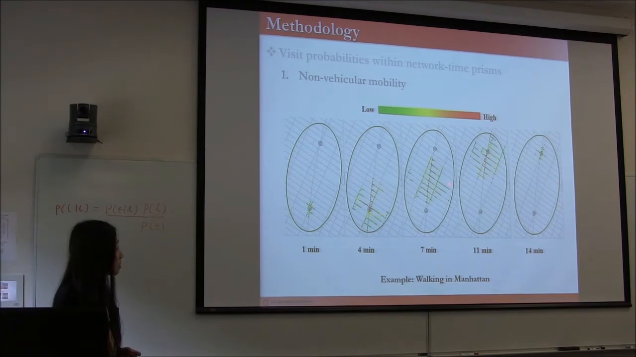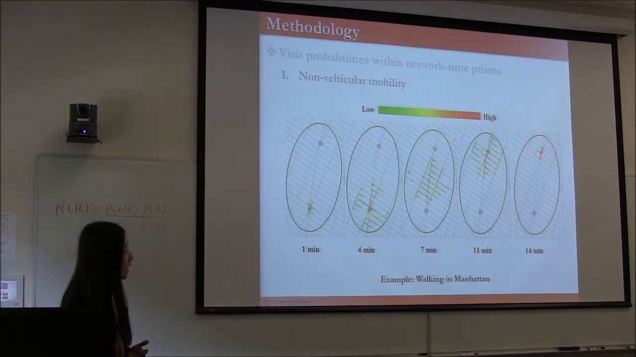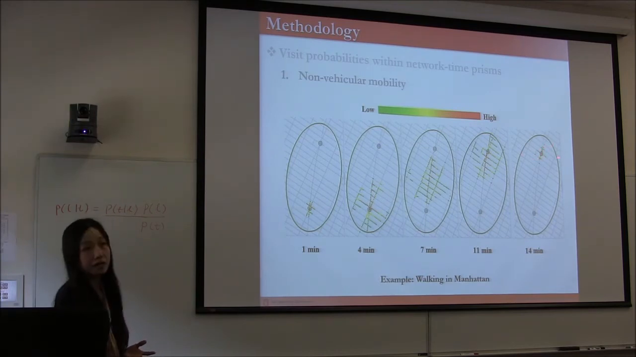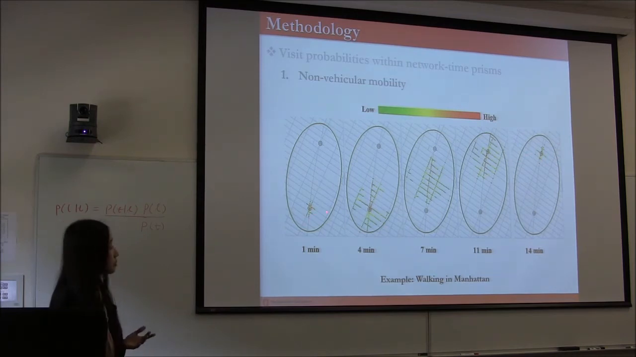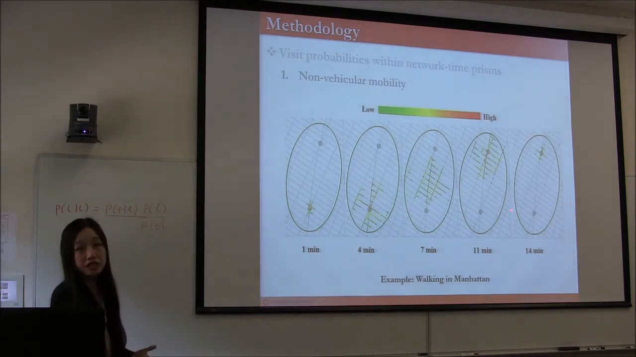As time goes on, as you can see, the accessible locations are delimited based on where people can go. Towards the end, I have some spare time to go a little further, maybe grab some snack and then go back. So this shows how the visit probability along edges changes across time for the walking part.